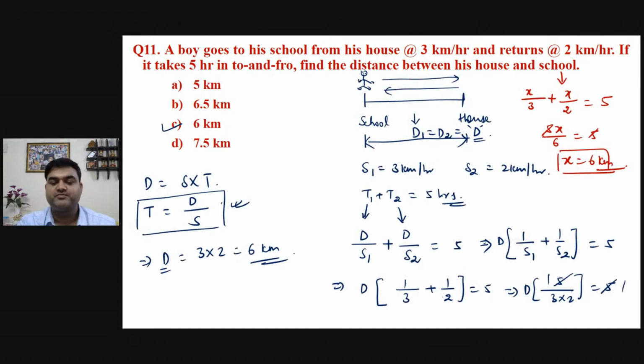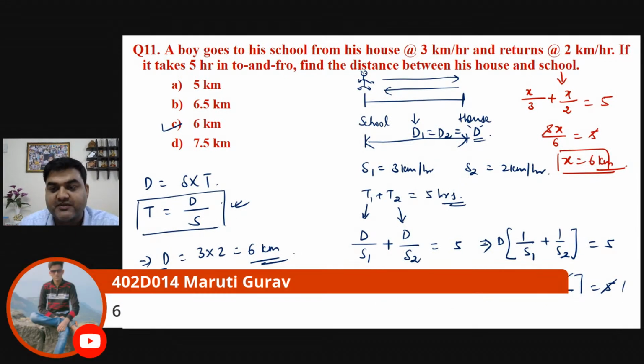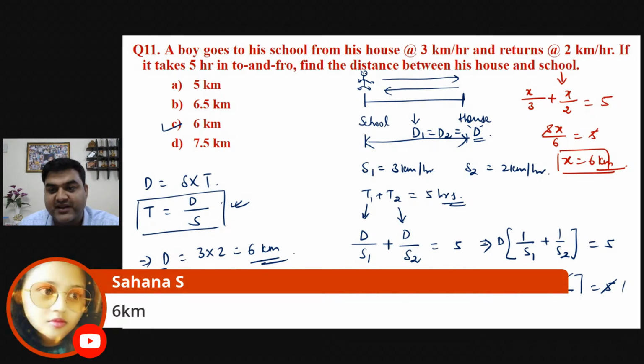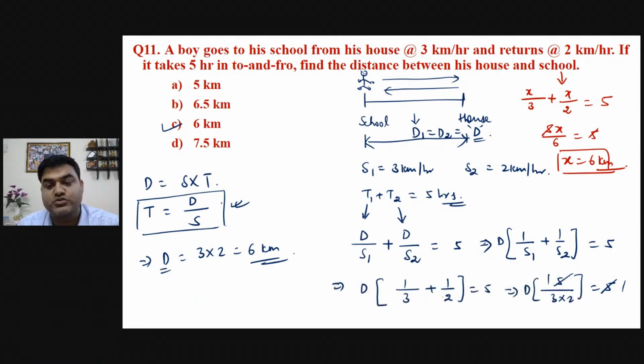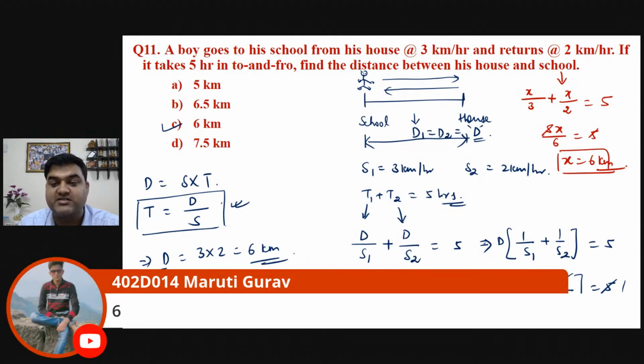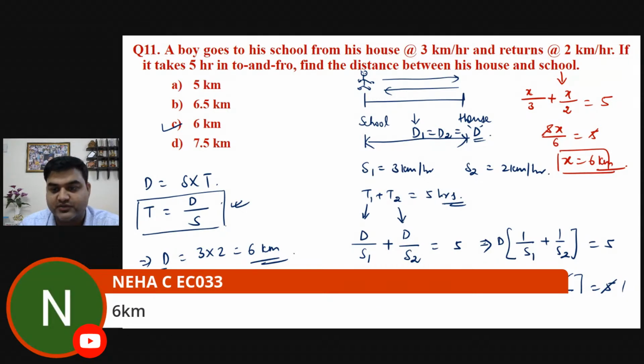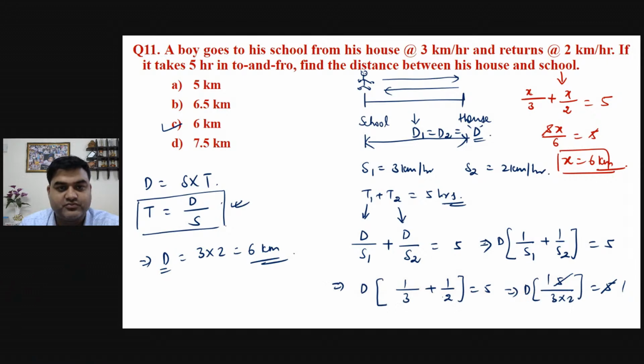Hope you understood this. Any confusion, please let me know. Some people have got 6, somebody has got 5. The people who got 5 probably made a calculation mistake somewhere, but most of you have got 6 as the answer, which is the right answer. Wonderful. Shall we go to the next sum?